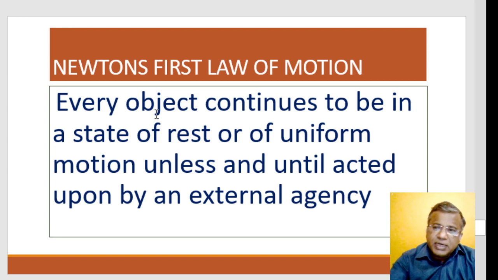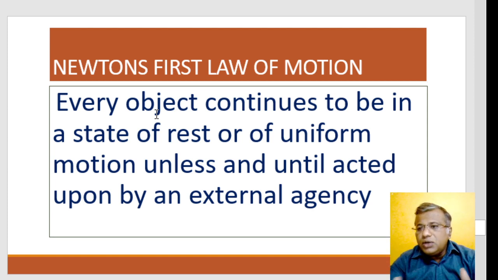So Newton used the word external agency, and slowly we have the origin of force. Force is nothing but that external agency which causes a change in state. If you want to make an object go from rest to motion, you require a force. If you want to bring an object from motion back to rest, then also you require force.